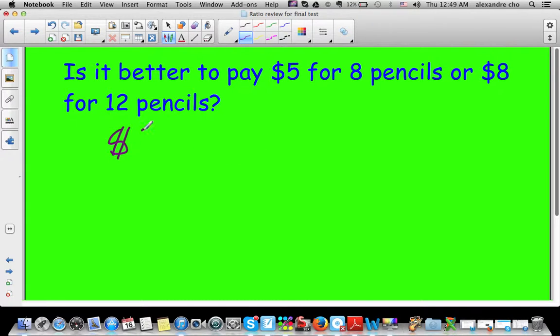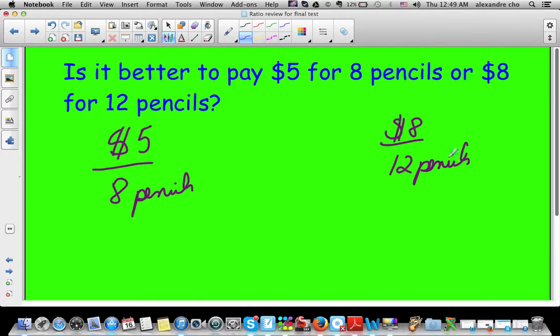So for the first one, I would write $5 here, 8 pencils. And the second item here, you paid $8 and you got 12 pencils. So which one was better? Well, we want to find the unit rate for both. So here, we want to find the cost for 1 pencil. So 8 to become 1 is divided by 8, and 5 divided by 8. And you might have gotten, I don't know why I picked these numbers, probably because it's very late. But here is my cost, 0.63.